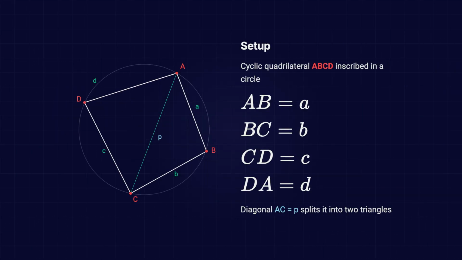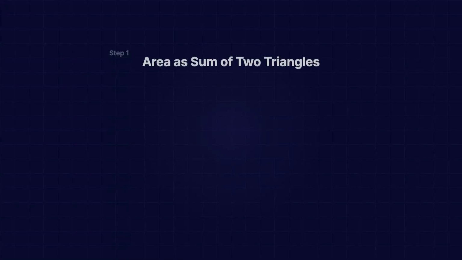Alright, let's build the intuition together. Consider our quadrilateral, inscribed perfectly in the circle. Let's label the side lengths A, B, C, and D, and now, let's draw a diagonal across it. Notice how this single line beautifully splits our complex shape into two simple triangles. The area of the entire shape is just the sum of the areas of these two triangles.